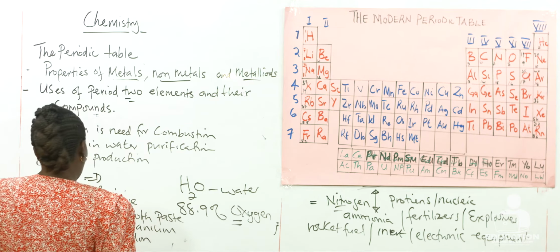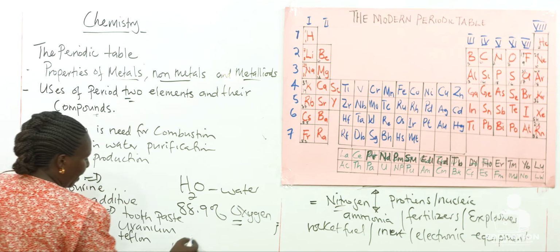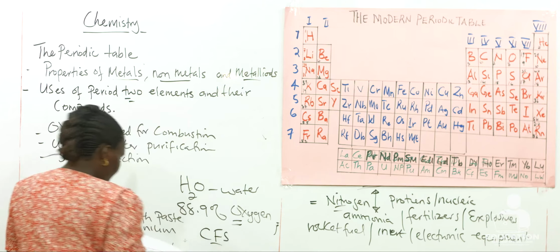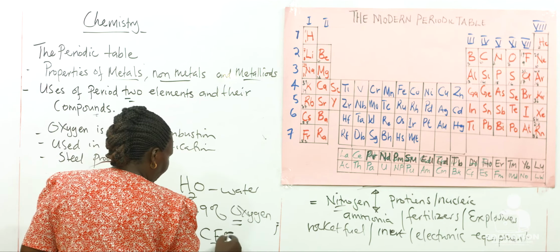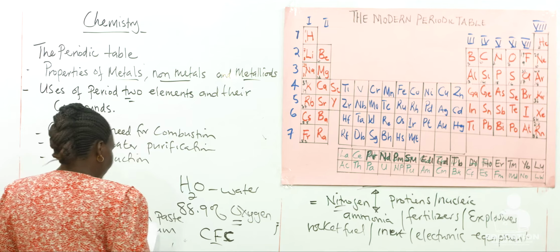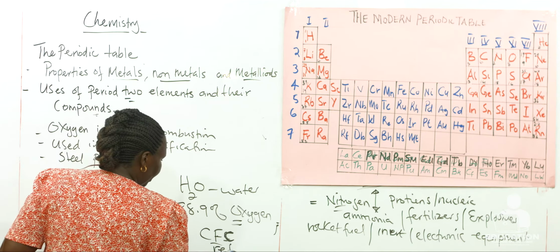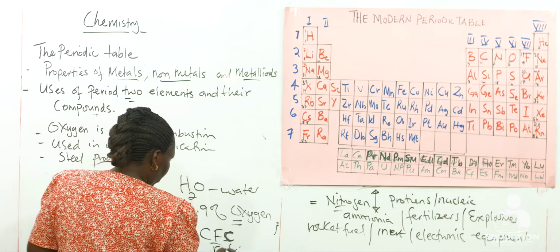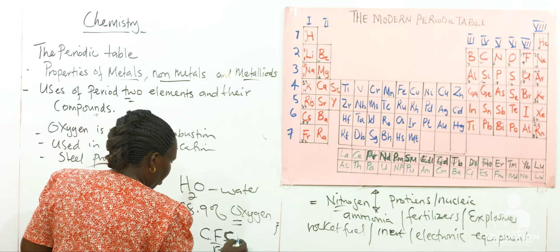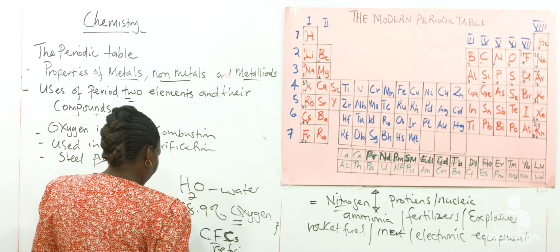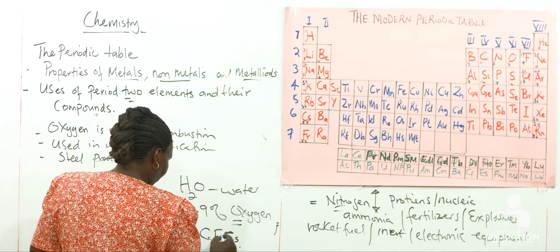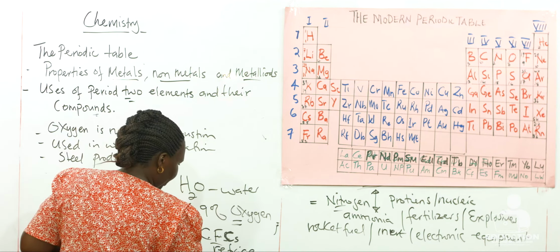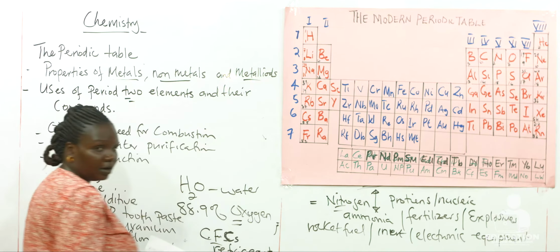Then we have the chlorofluorocarbon compounds, CFC. Chlorofluorocarbon compounds are used as a refrigerant. It is used in refrigerators.